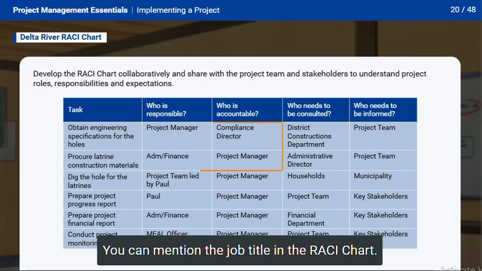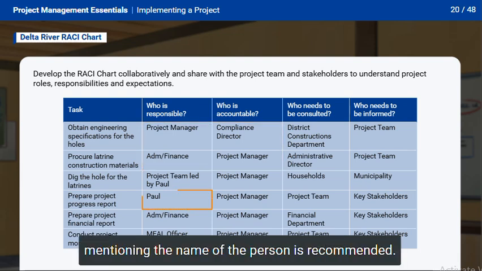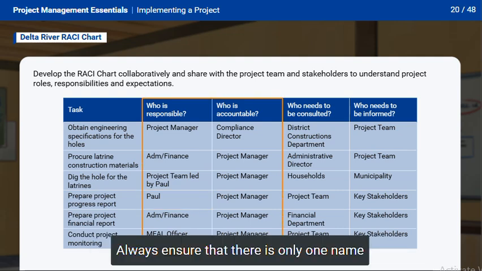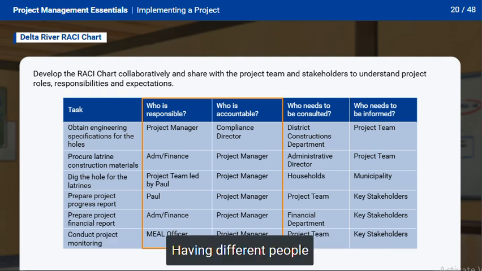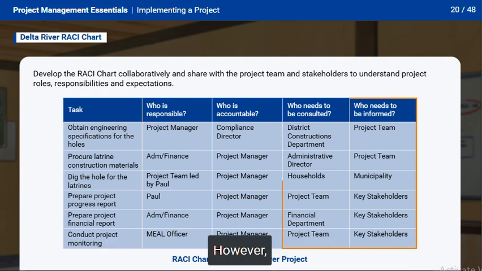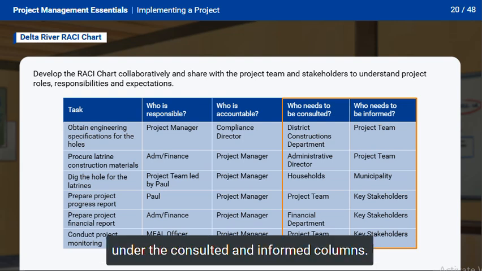You can mention the job title in the RACI chart. However, for clarity, mentioning the name of the person is recommended. Always ensure that there is only one name under the responsible and accountable columns. Having different people accountable or responsible for a task is not efficient. However, there can be multiple names under the consulted and informed columns.